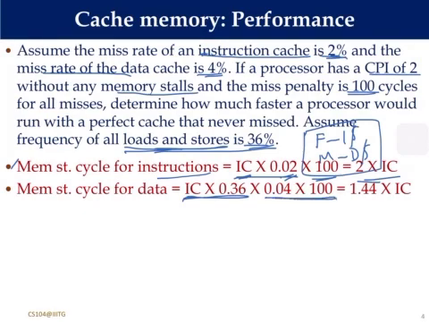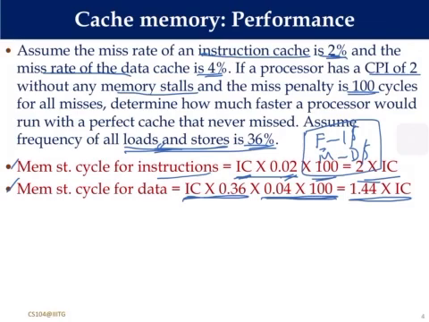Again, the load store will happen at the MEM stage of our pipeline. Now for this data cache, we are given 4%. Then the memory stall for the data segment happens to be 1.44 into IC. It's a simple multiplication. So these two give me the memory stall cycles for the cache, instruction cache and data cache.